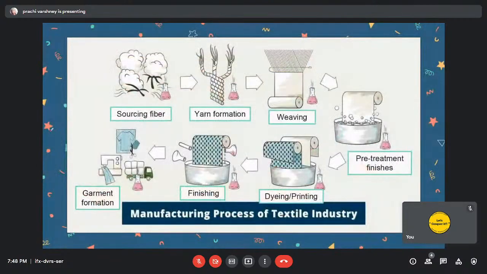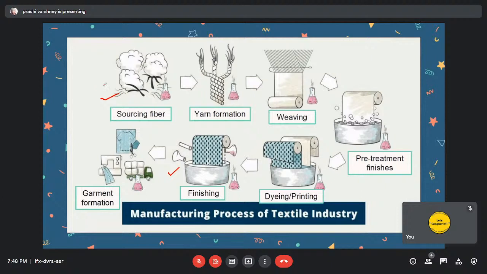Next, this is similar to the previous one. This is also a manufacturing process used in the textile industry, basically from the sourcing of the fiber till the finishing. Till the finishing, we can perform it in the textile industry. After the finishing, the fabric is sent to the garment manufacturing unit, and they make different kinds of garments as per the need, as per the buyer requirement.